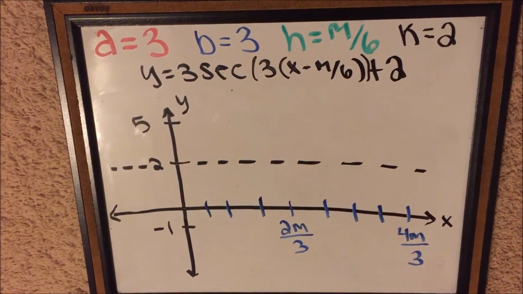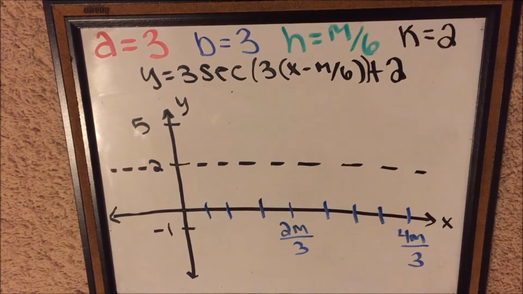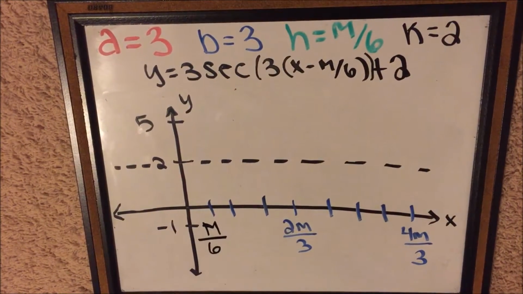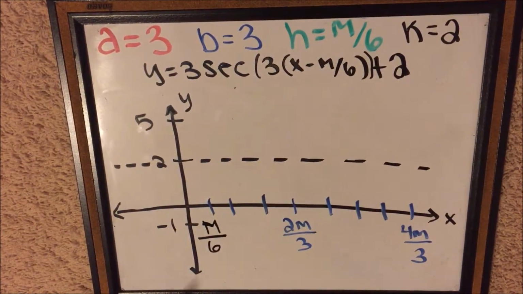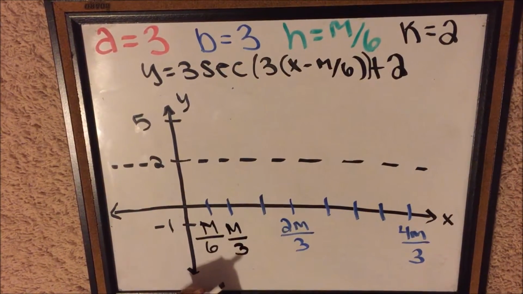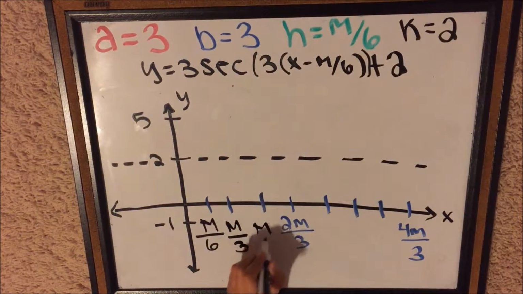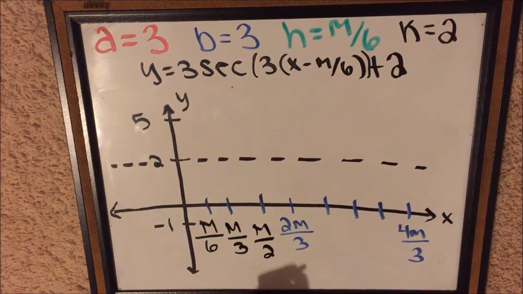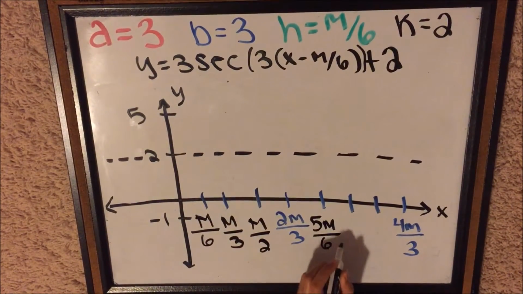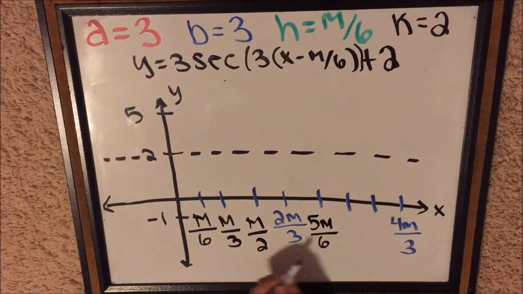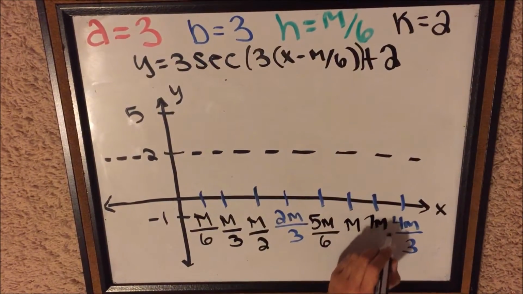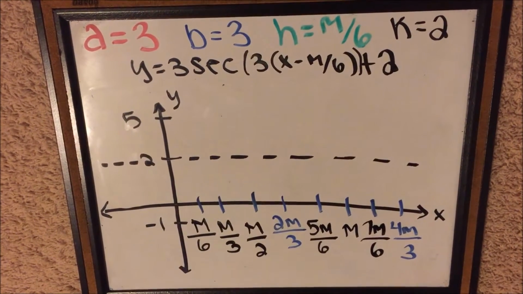So our tick mark width was pi over 6, and that's the easiest value to start off with. So we'll start off with that one. And pi over 6 plus pi over 6 is 2 pi over 6, and that simplifies to pi over 3. And then you add it again, and you have 3 pi over 6, which simplifies to pi over 2. Then you have 2 pi over 3, and then 5 pi over 6. And then you add again, and you have 6 pi over 6, and that simplifies to pi. And then you add again, and you have 7 pi over 6. And now you have your tick marks.